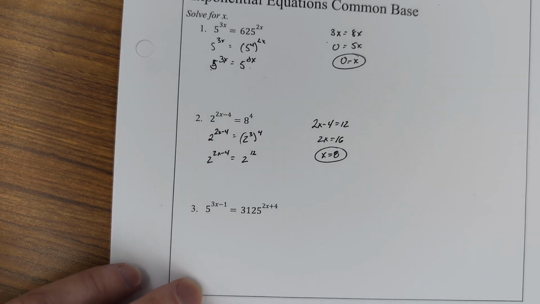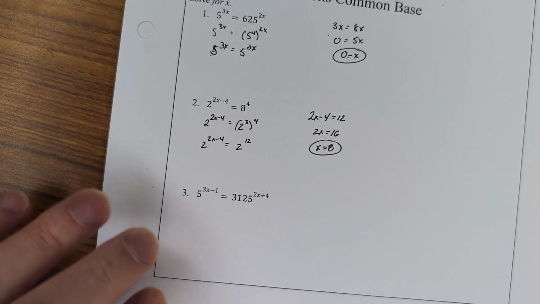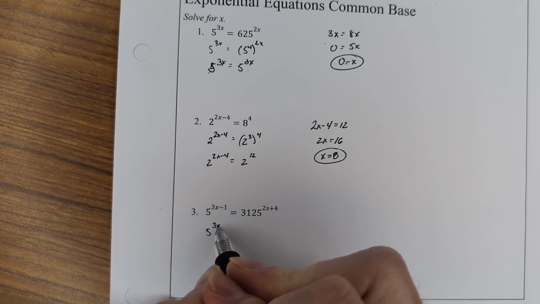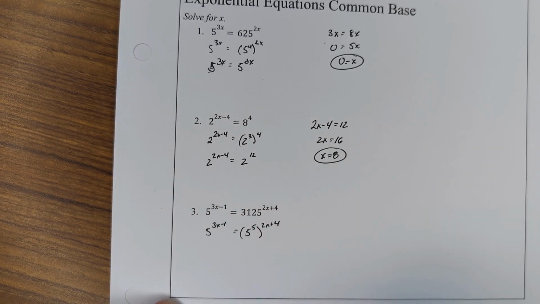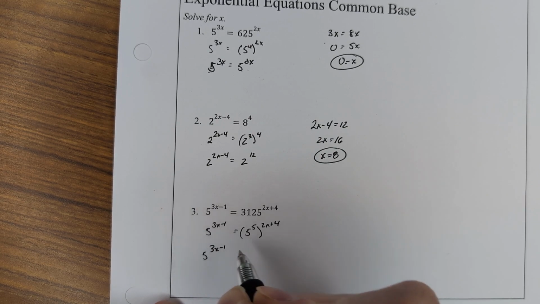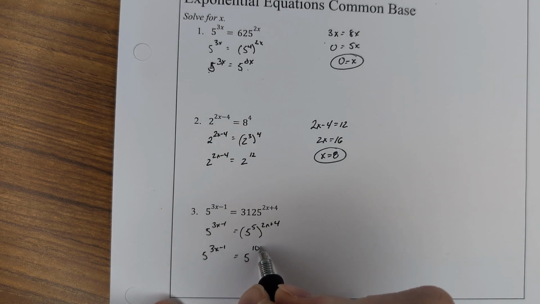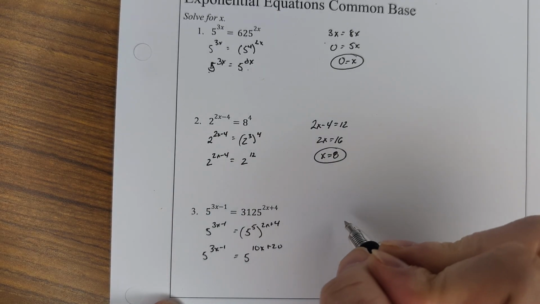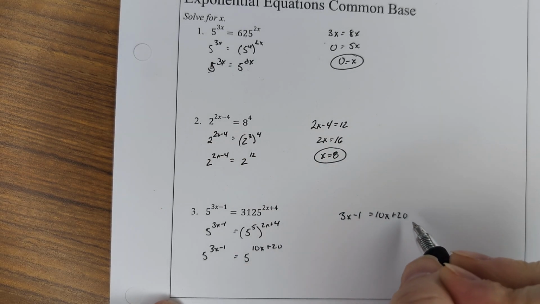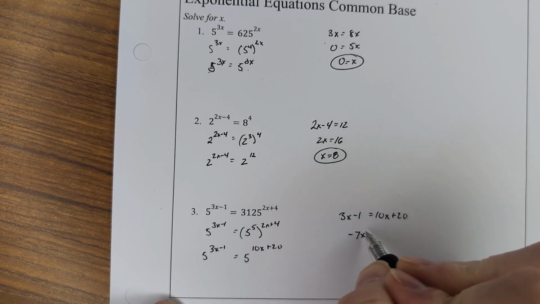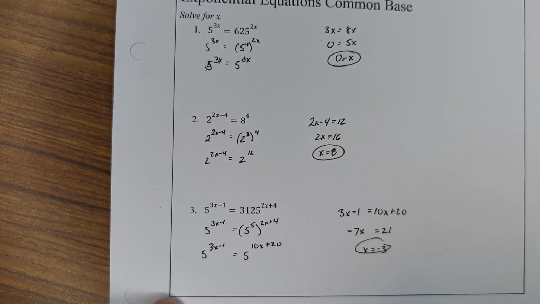All right, 3125 is a power of 5. So 5 to the 5th. So 5 to the 3x minus 1. Replace that with 5 to the 5th, 2x plus 4. Now on that right-hand side, we have to be careful because this interior 5, the power is going to distribute. So it's going to be 5 to the 10x plus 20. So pull our exponents. If we bring our x's left, it gives us negative 7x. We send the 1 to the right, that gives us 21. So x would be negative 3.